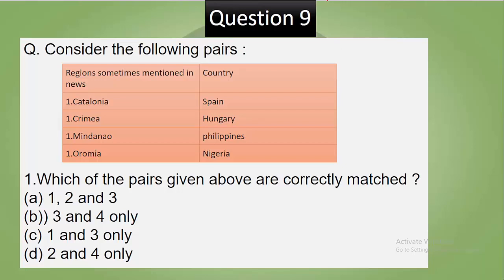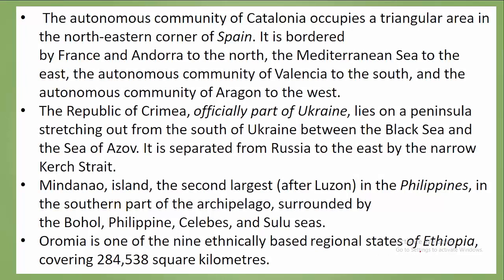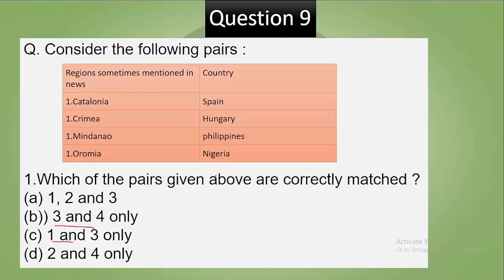So basically if you look closely, Crimea was recent news and it is a part of Russia. So your second option is incorrect, and you can eliminate options A and D as well. So you are left with B and C. The first is correct. Oromia is not in Nigeria. Looking further, Oromia is one of the 9 ethnically based regional states of Ethiopia. It has nothing to do with Nigeria. Therefore your fourth statement is also incorrect. You are left with your option C.